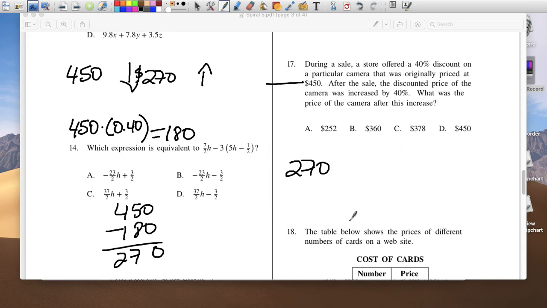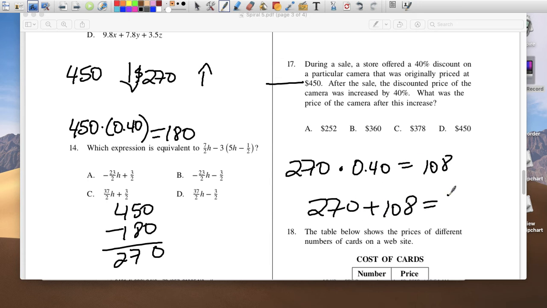So we want to increase the price by 40%. So let's find out what 40% of 270 is. Multiply those two. 270 times 0.4 equals 108. So we're going to increase the price by $108. So here's the price of the camera after the discount, right? 270. Let's increase it by 108. If you increase it by 108, your final price now is 378. So we're going to raise the price up and put it as 378.